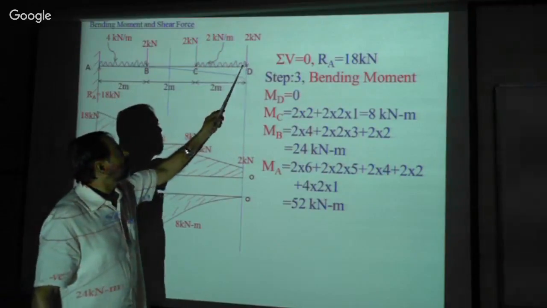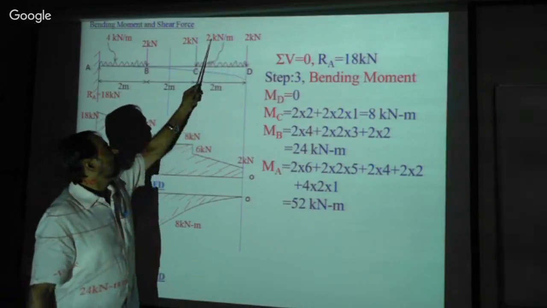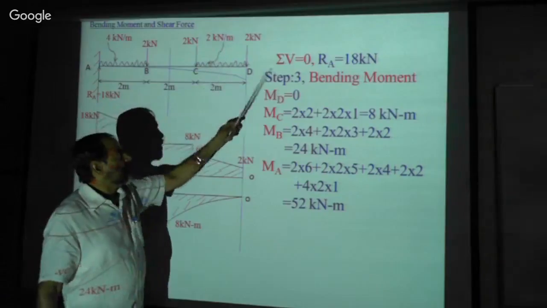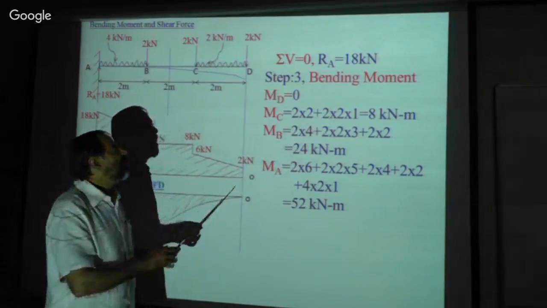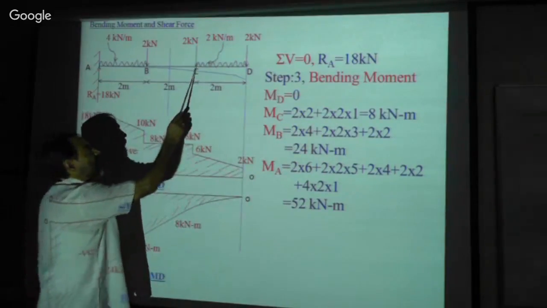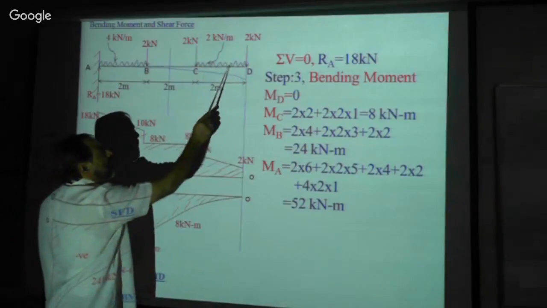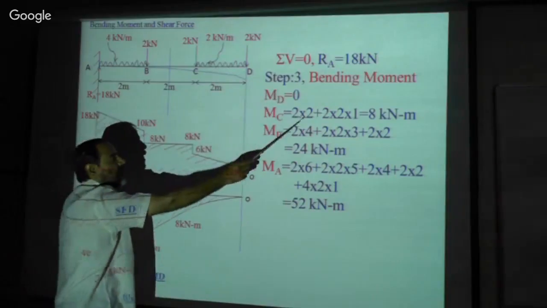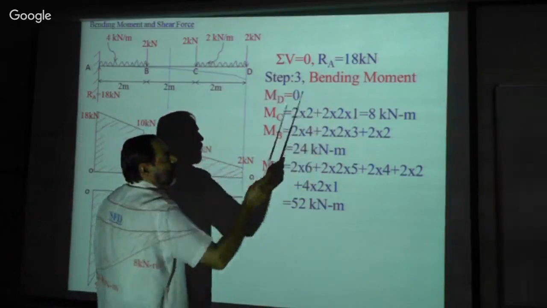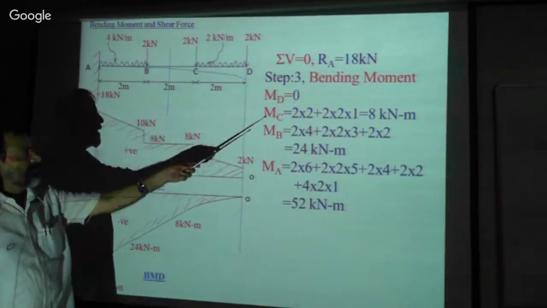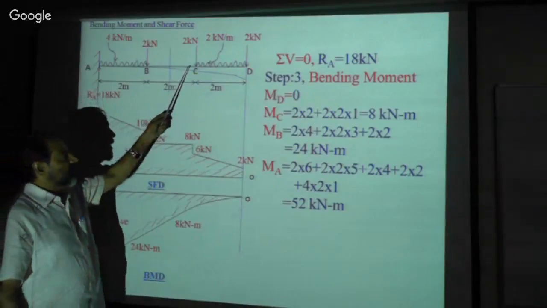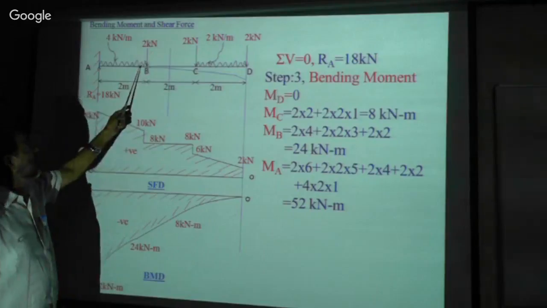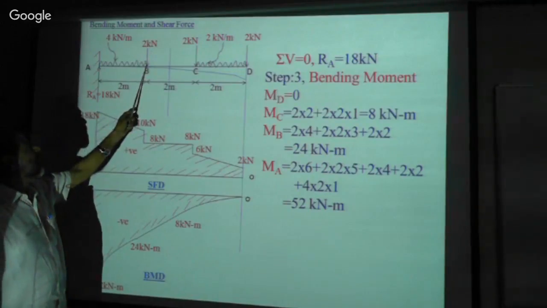Now from here to here, 2 kilonewton is acting. That is therefore 2 into 2, 4 kilonewton acting at the center. Now this is 2 into 2 we have written. Where is this force acting? This is usually assumed to be acting at the center. Therefore 2 multiplied by 2 into 1. Now the total is 8 kilonewton meter moment at the center. And similarly, we can calculate the bending moment at B.